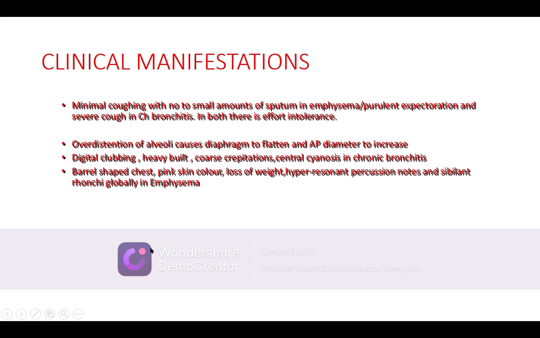Clinical manifestation in comparison, because the two polar ends are there: minimal coughing with no to small amounts of sputum in case of emphysema. So coughing is not a problem in these cases. But at the other polar end, in chronic bronchitis, there will be purulent expectoration and very excessive coughing, especially in the morning. And in both, there is effort intolerance, of course, and shortness of breath.